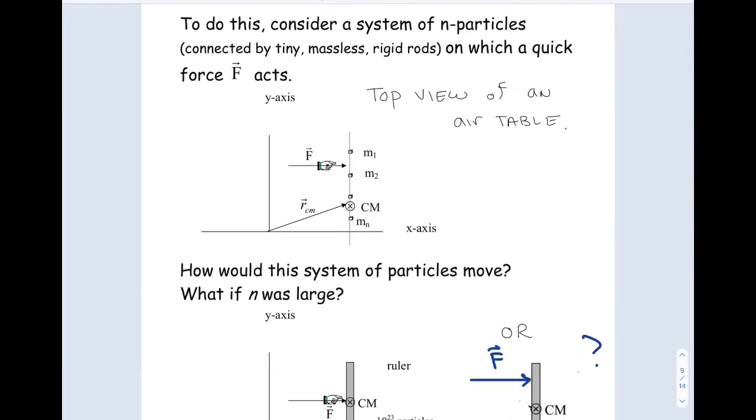Okay, so to be able to do that, here I have a top view of, let's say, an air table, like an air hockey table, and I have some masses connected by a light, massless rod, so the mass of the rod is small compared to the chunks of mass, a rigid rod. Let's say I exert a force with my hand, so I give it a quick push right at that point, and I want to know, how does this system act? Well, the center of mass is here, and I'm exerting a force here. What is that system going to do?